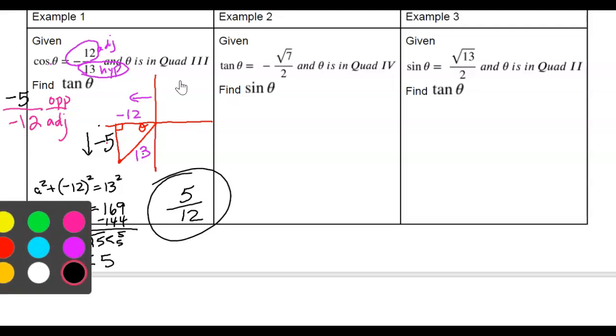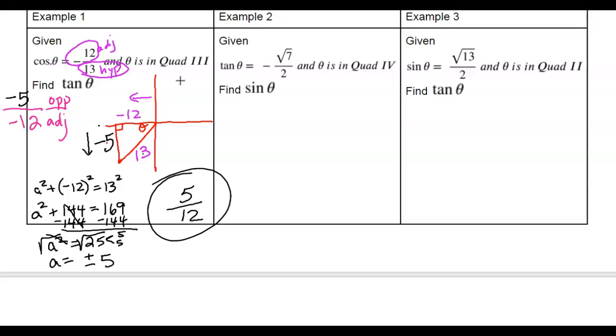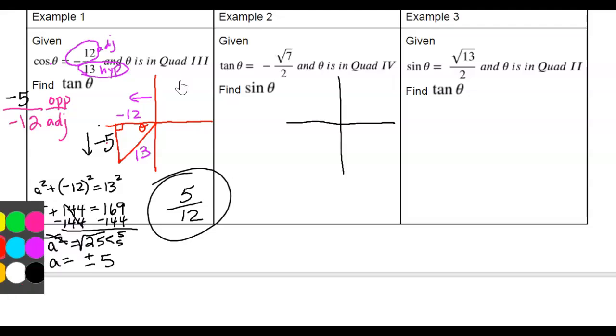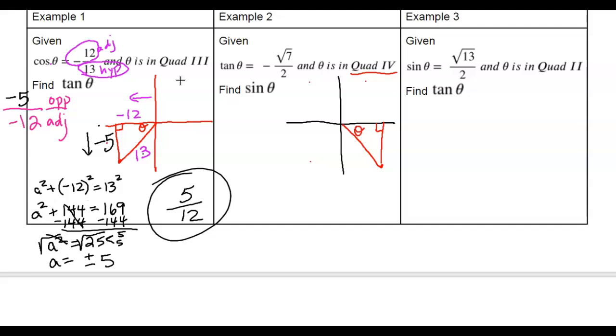All right, let's try example 2. So on example 2, I always draw my axis. We're in quadrant 4. So 1, 2, 3, 4. I'm going to go straight down to the origin and I draw my angle. Notice I do that before I even worry about any of the values.